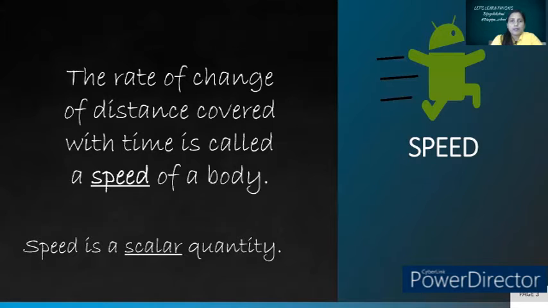Now, as per the definition of speed, the rate of change of distance covered with time is called the speed of the body. Now, what does it mean? That means the speed at which the body is moving. Whatever distance the body is covering, its change in distance with respect to time gives us the speed of the body.